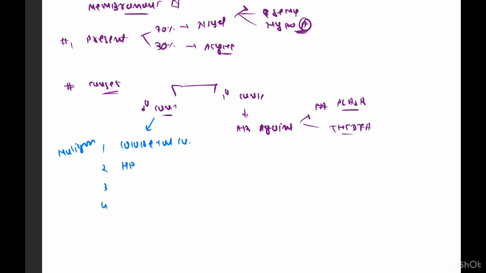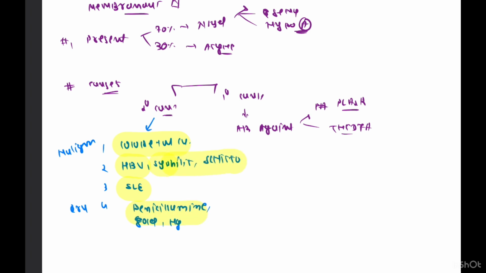The second is hepatitis B virus and syphilis, also schistosoma, because these infections may lead to development of membranous nephropathy. In SLE we can find it, and there are some drugs like penicillamine or gold. In these also we can find it, and mercury. So these are all the secondary causes of membranous nephropathy: colorectal carcinoma, hepatitis B virus, SLE, penicillamine, gold, mercury, syphilis, and schistosoma. And the primary cause is antibody against these two antigens, phospholipase A2 receptor and thrombospondin 7A.